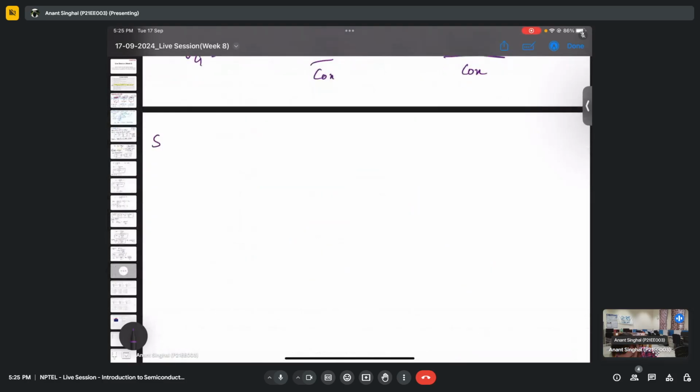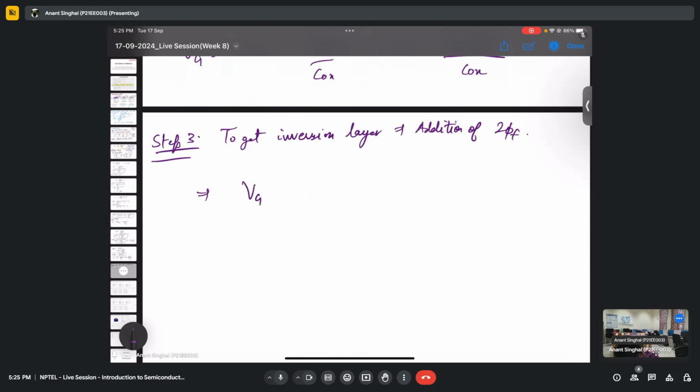Step 3 is to further apply the gate voltage such that we get an inversion layer. To get the inversion layer, the voltage that we require is the addition of 2 phi f only. We have made the surface potential equal to 2 phi f, so we need to add the same. So we have this VFB, we have this Q depletion by Cox, and we have the surface potential that is required to get the inversion. So we can write this as 2 phi f.